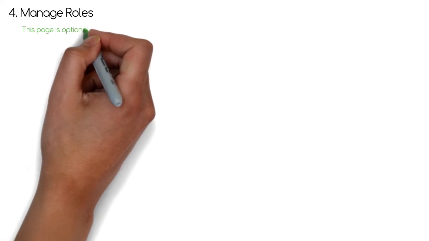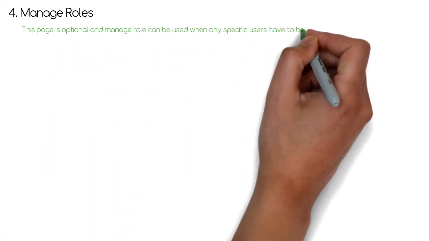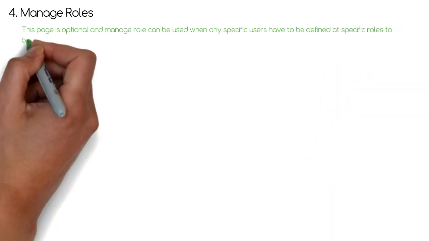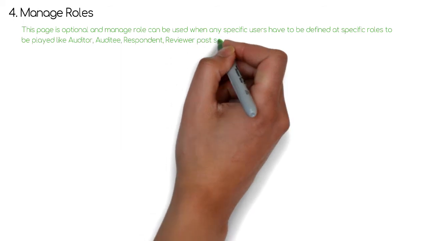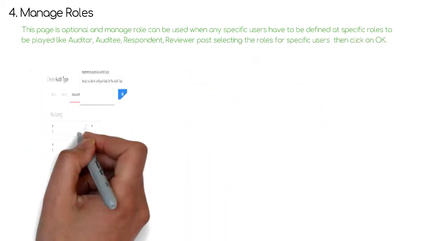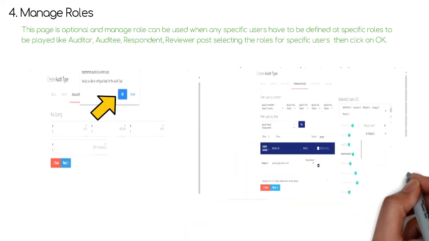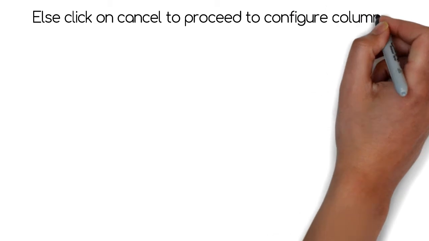This page is optional, and Manage Role can be used when any specific users have to be defined at specific roles to be played, like Auditor, Auditee, Respondent, Reviewer, after selecting the roles for specific users. Then click on OK. Else click on Cancel to proceed to Configure column.